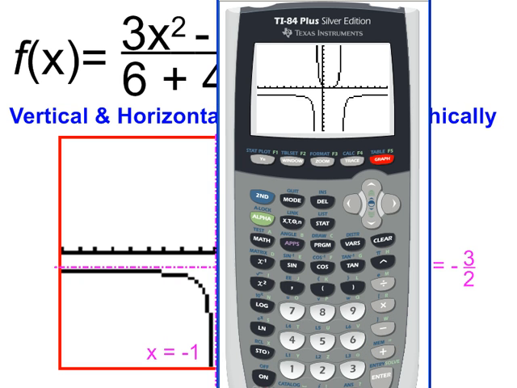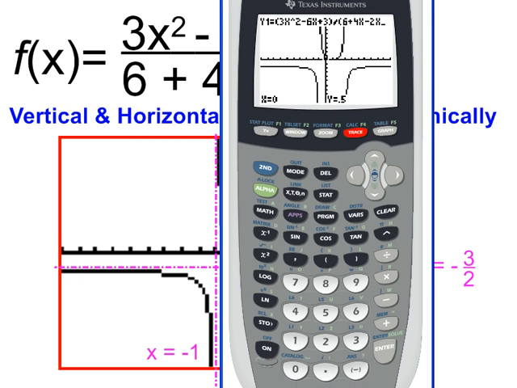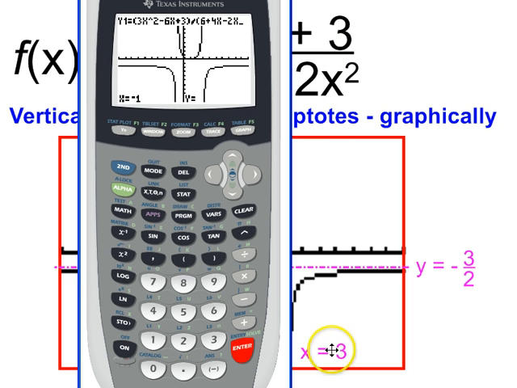And let's explore this x equals -1 here. If I go to trace and I type in -1, hopefully you anticipated this, that there's no value here for the y. It's telling us that the graph itself doesn't have an x value of -1. Likewise, if I were to go to x equals 3 here, once again, there's no value.